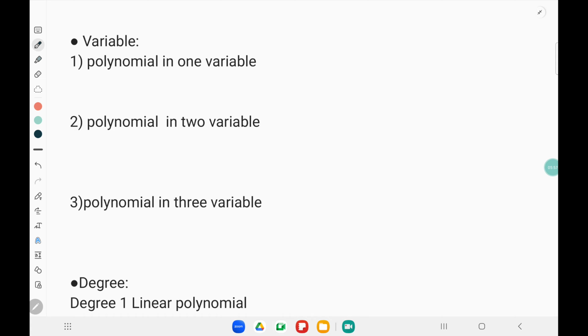According to the variable, if we separate the polynomial, let's see first if there is only one variable, like here x only, or I could say 5y, or I could say 4n. Only one term. It doesn't matter whether it has a coefficient or not. What matters is the variable: how many different letters you are using.